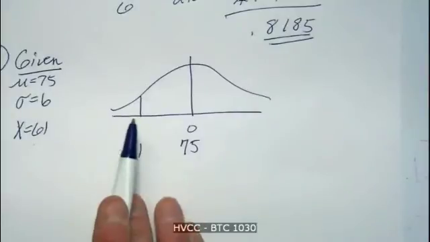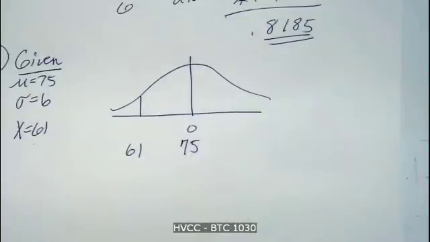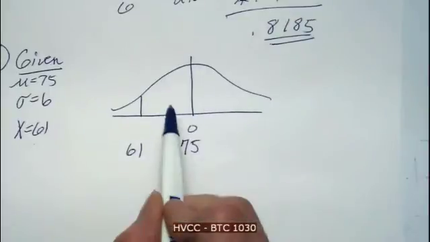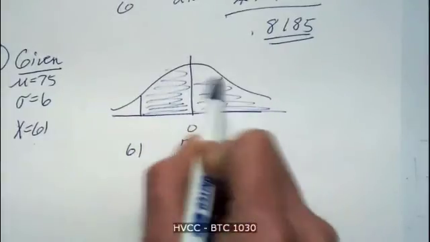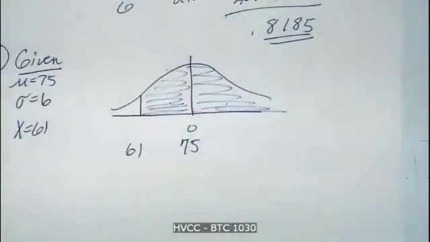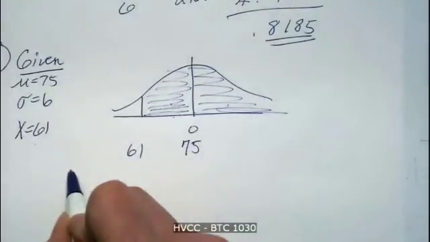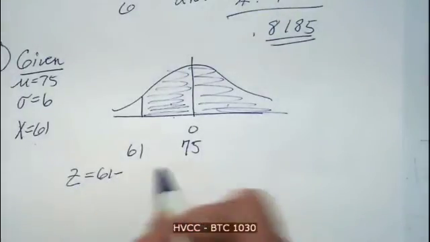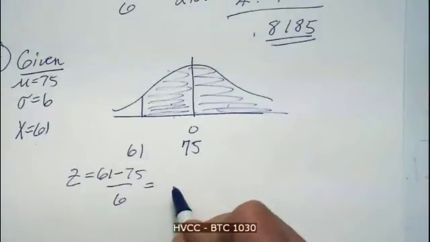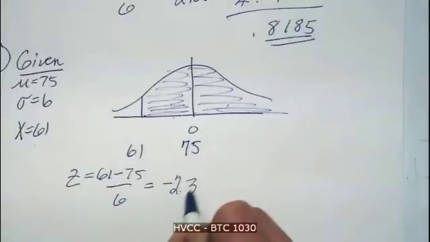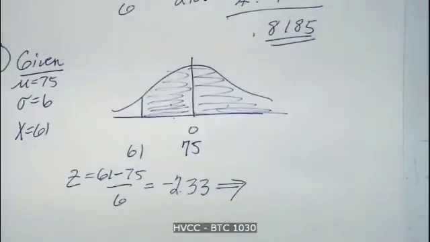I'm going to ask you, do we shade A, B, or C? The answer is B and C, because I said over 61, and everything to the right of 61 is over 61. So let's first, I gave you one x, so we're going to solve for z. 61 minus 75 over 6, okay, is negative 2.33. There's my z. Look up 2.33 in your z table now.